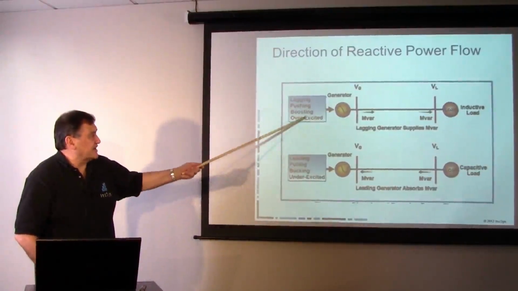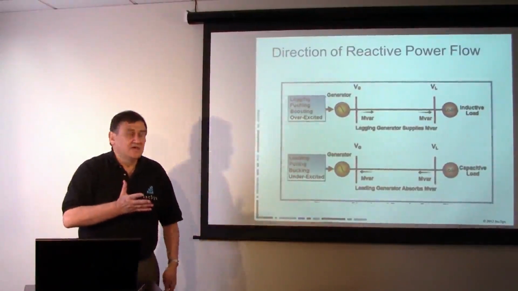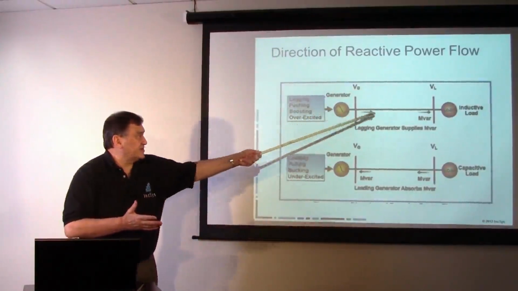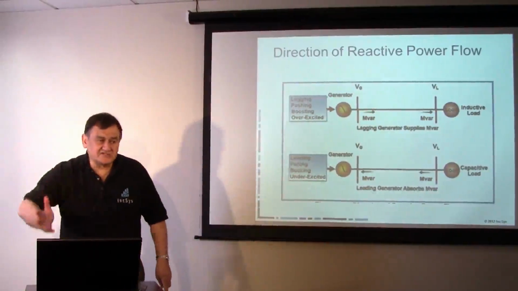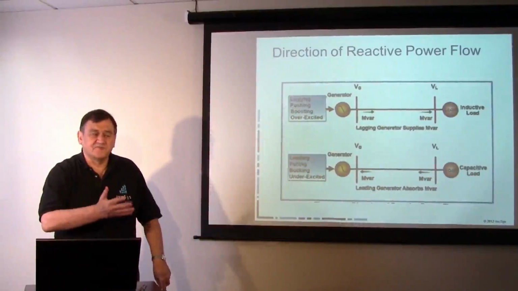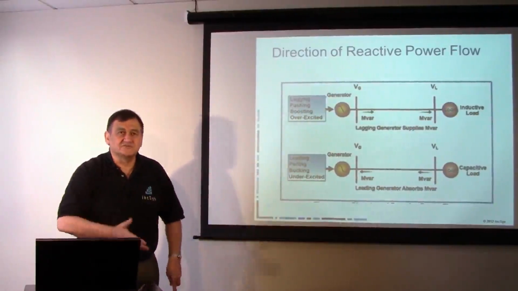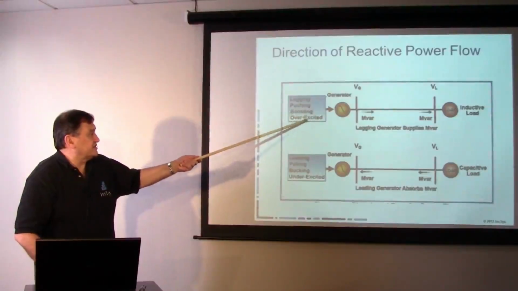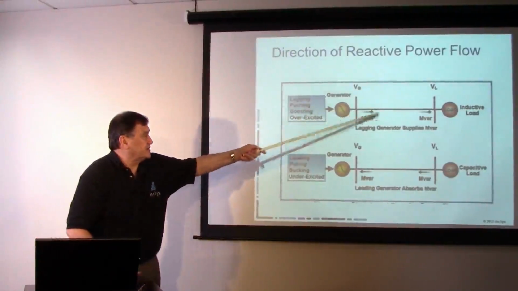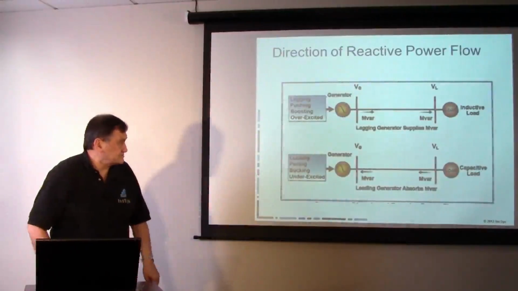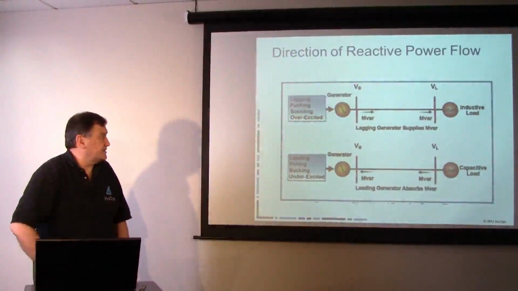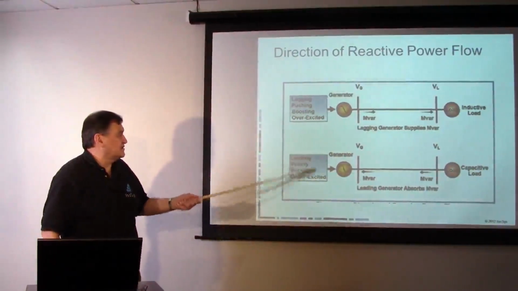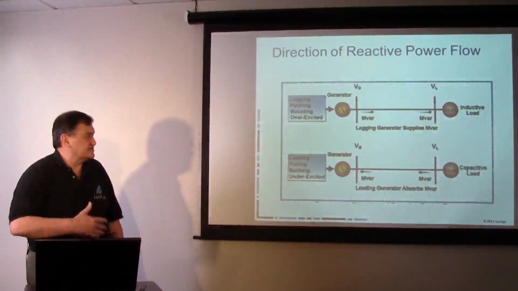Or it's overexcited, and we'll see this later, that in order for this generator to push megavars onto the system, we actually have to increase the field current. That tends to increase the voltage. So again, it's important to understand that each of these terms means that this generator is actually putting megavars onto the system.